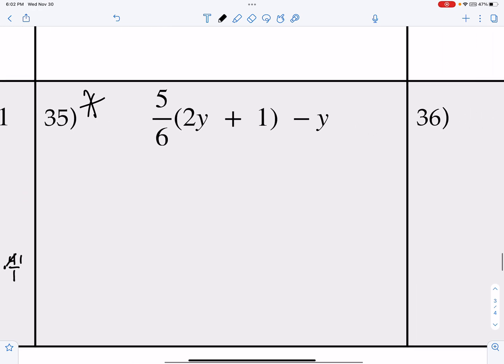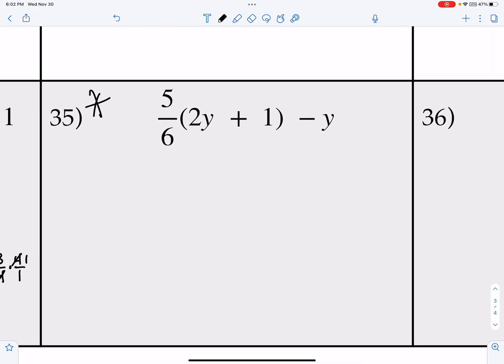Okay. All right, number 35, the pain in the butt one. Just because I have all this rational number fraction work. So we're distributing here and here.